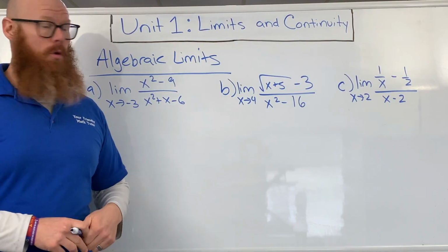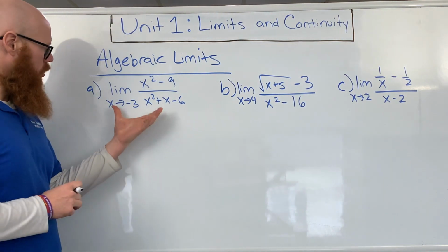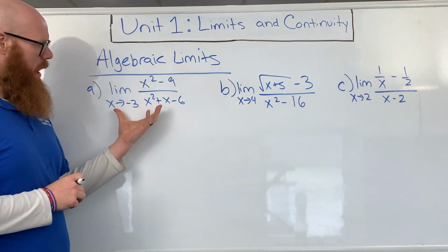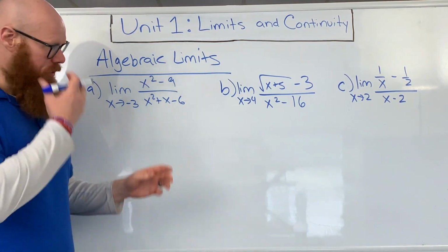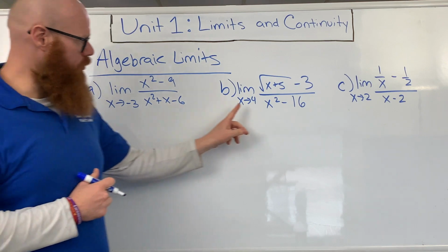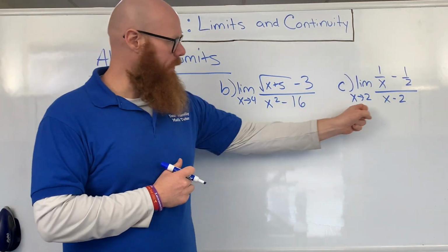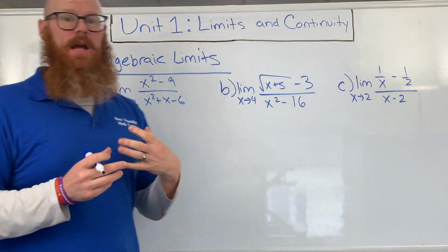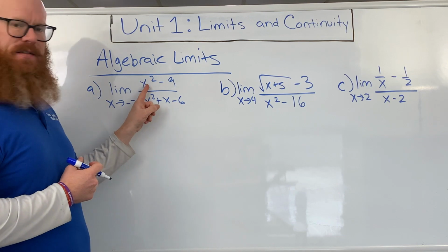All right, the next section we'll move on to is algebraic limits. We want to be able to look at a limit and solve it algebraically without a graph. The first thing I would do, if it's the limit as x approaches a numerical value, so in this one we have -3, this one we have 4, and this one we have 2, is direct substitution. So just substitute this number in.